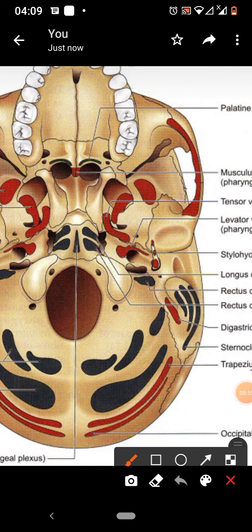Now we will study the structures which are attached to the lateral pterygoid plate. So this is the lateral pterygoid plate. The muscle which is attached lateral to the lateral pterygoid plate is the lateral pterygoid muscle, and the muscle which is attached to the medial wall of this lateral pterygoid plate is the medial pterygoid muscle. So very easy to memorize: lateral to the lateral surface is the lateral pterygoid, and medial to the lateral pterygoid plate is the medial pterygoid muscle.